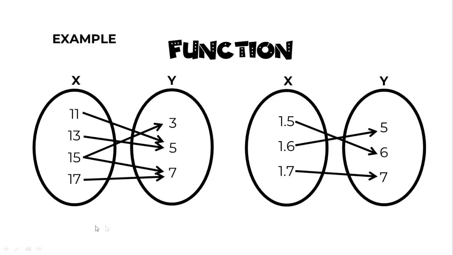Okay. Ang sagot is itong first is not a function kasi yung 15 ay nagko-correspond sa 3 at nagko-correspond din sa 7. Dito naman sa pangalawa, this is an example of a function kasi walang naulit or walang dalawang arrow na nagmula sa isang element ng domain. Lahat ng elements sa ating domain ay nagko-correspond lamang sa isang element ng ating range.